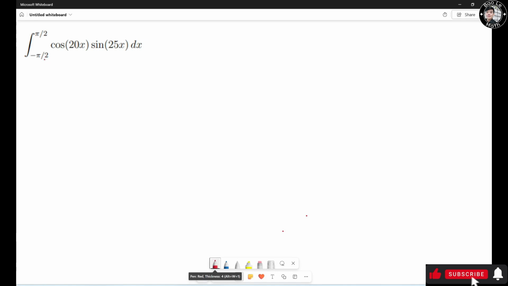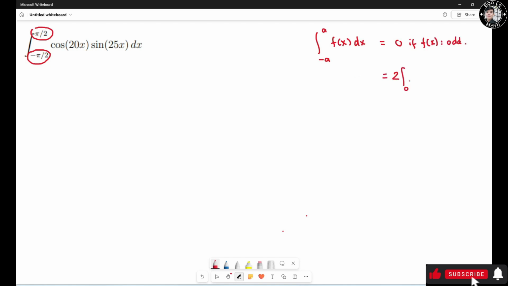The integral from negative pi over 2 to pi over 2 of cosine of 20s times sine of 25s ds. Alright, so in order to solve this problem, look at these limits right here. Whenever you see opposite limits, think about even and odd functions. So you have the formula: the integral from negative a to a of f of s ds equals 0 if f of s is odd, equal to 2 times the integral from 0 to a of f of s ds if f of s is even.